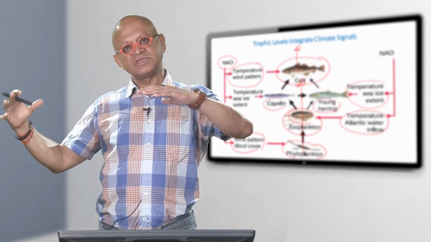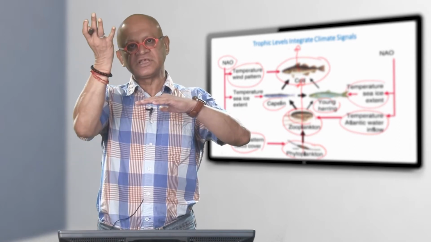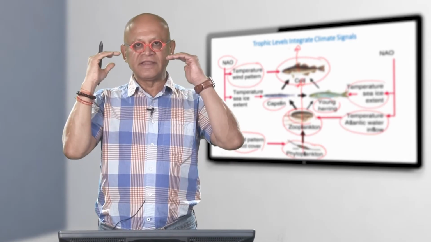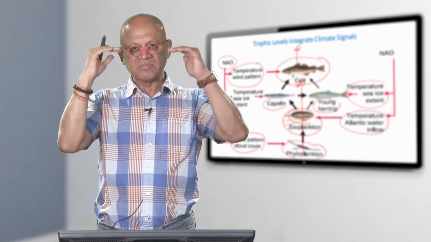So, essentially the ecosystem is always integrating the climate signal through the whole food web. This is what you have to remember to understand the net impact on the ecosystem at any level.